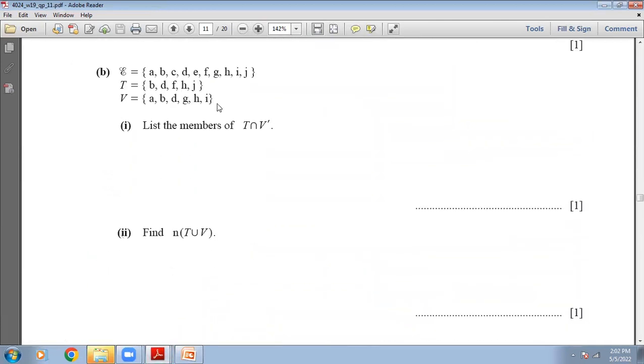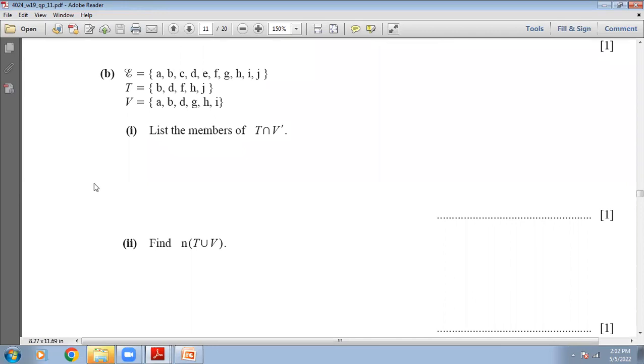He says, okay, a universal set, it has members A, B, C, D, E, F, G, H, I, J. The set T is B, D, F, H, J. The set V is A, B, D, G, H, I. Their question is list the members of the T intersection V complement.